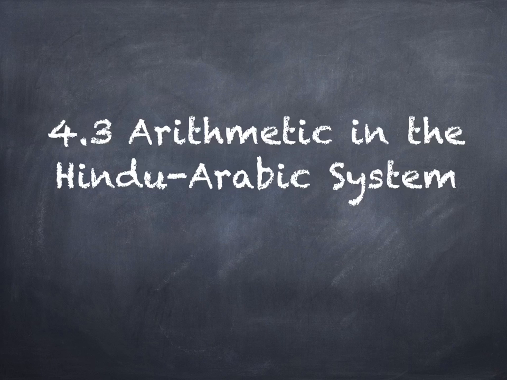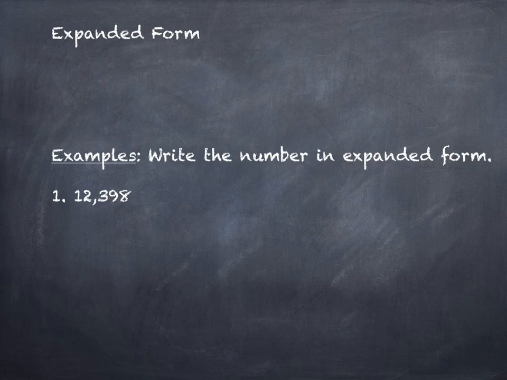This section is about arithmetic in the Hindu-Arabic system, and that is our number system. So this is going to look somewhat familiar, but there's going to be components of it that will look a little different as well. The first thing I need to talk about is what expanded form is, and we've alluded to it several times in the last two sections looking at other number systems.